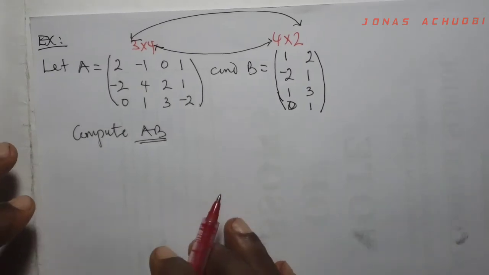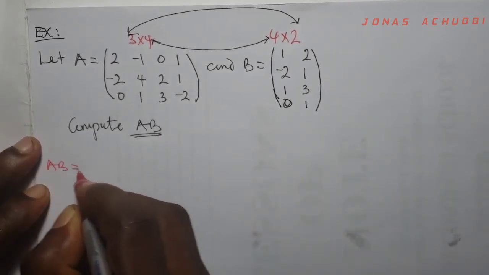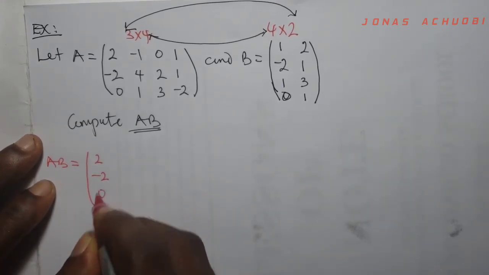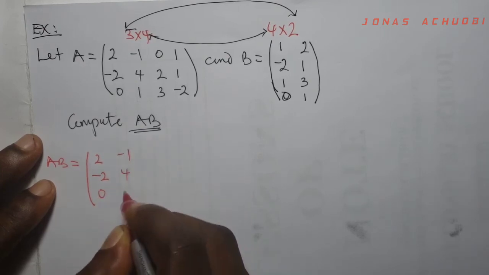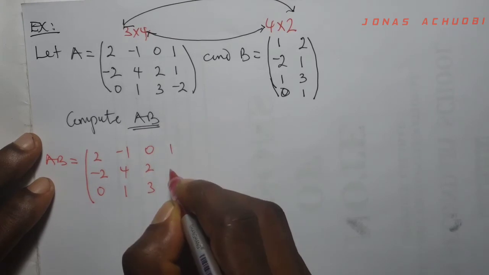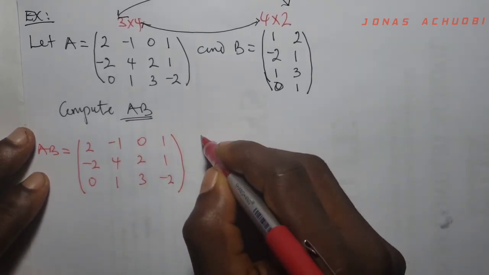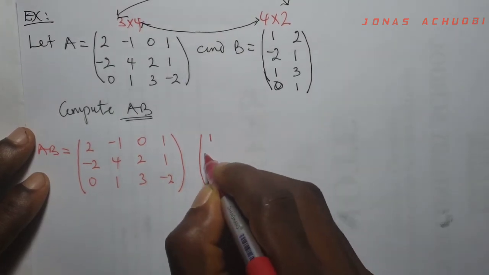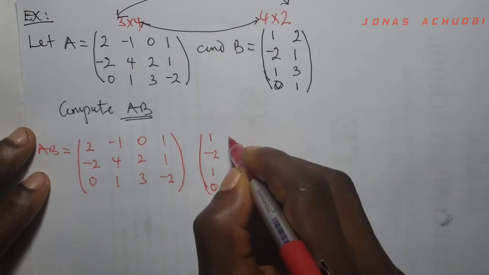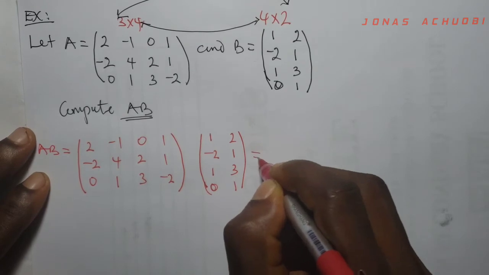So here we have bigger matrices, so you see that it can also be done for bigger ones. AB is equal to, we place matrix A first, 2, minus 2, 0, minus 1, 4, 1, 0, 2, 3, 1, 1, and negative 2. As usual, we leave a little space and write 1, minus 2, 1, 0, 2, 1, 3, and 1. And now we are ready.